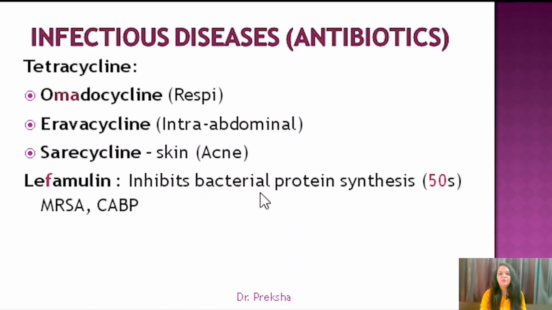Lefamulin. Lefamulin inhibits bacterial protein synthesis by binding to the 50S ribosomal subunit. So F stands for 50. So lefamulin is used in MRSA and also in community acquired bacterial pneumonia.